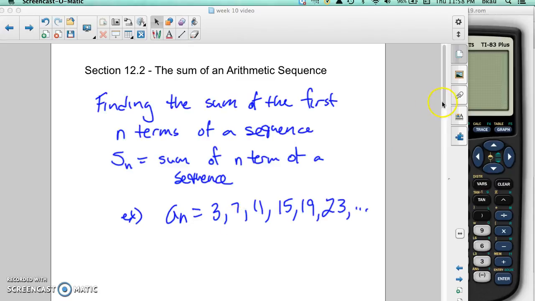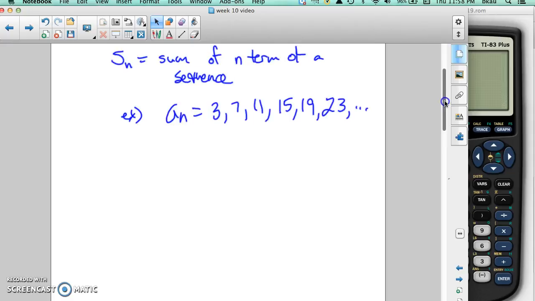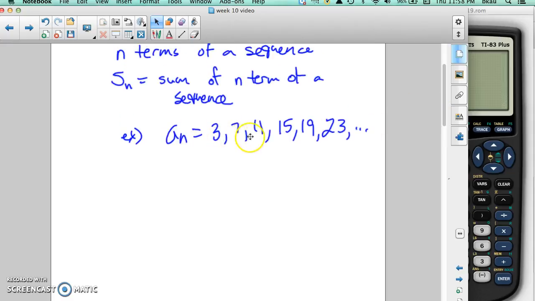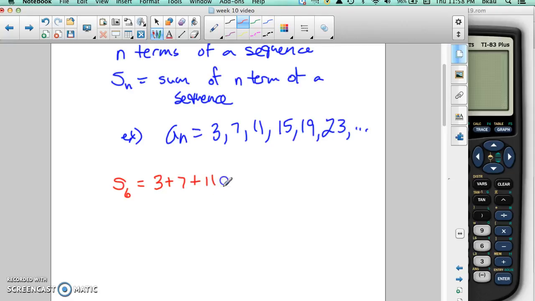We're going to start with an arithmetic sequence. This is the one I've used in the past. A sub n equals 3, 7, 11, 15, 19, 23. We're going to try to find the sum of the first 6 terms. So the sum of the first 6 terms is 3 plus 7 plus 11 plus 15 plus 19 plus 23.